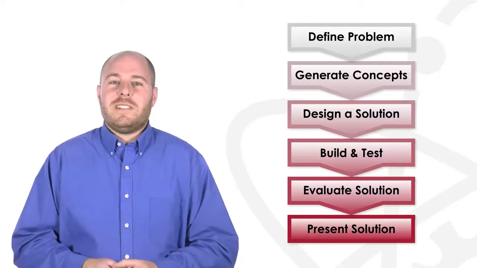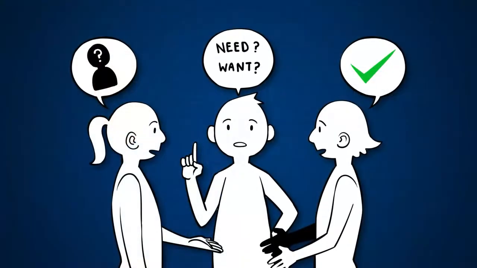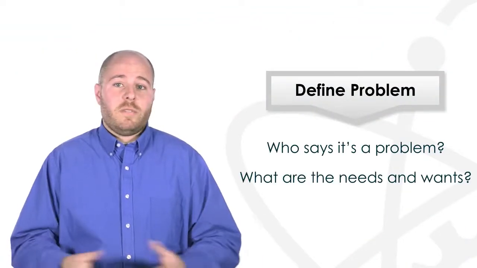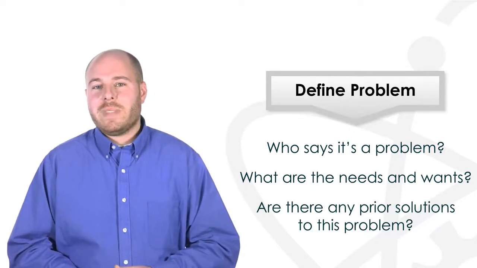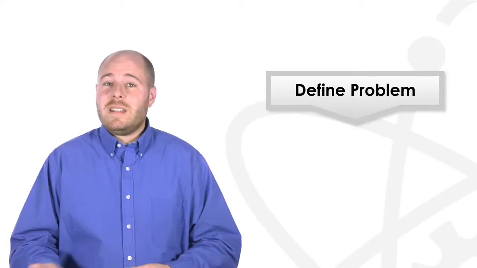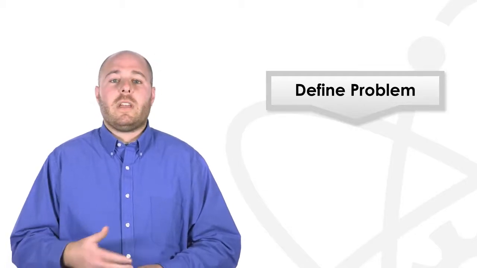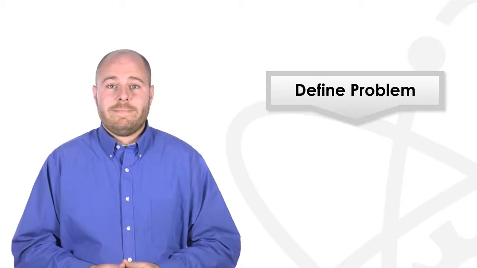The first stage in the design process is to identify a problem or an opportunity. As part of this stage, designers investigate the problem or opportunity by asking questions such as, who says it's a problem? What are the needs and wants of those involved? And are there any prior solutions to this problem? Once the problem is validated and justified, designers proceed to identify and document the design requirements. This encourages them to think of all the aspects of the problem prior to attempting a solution.